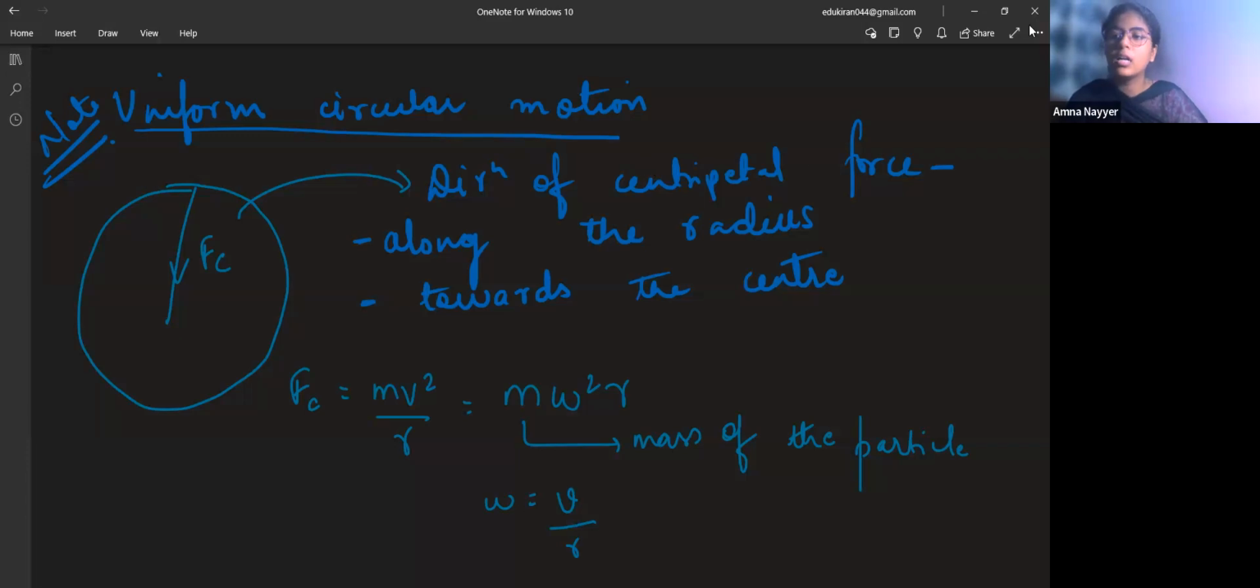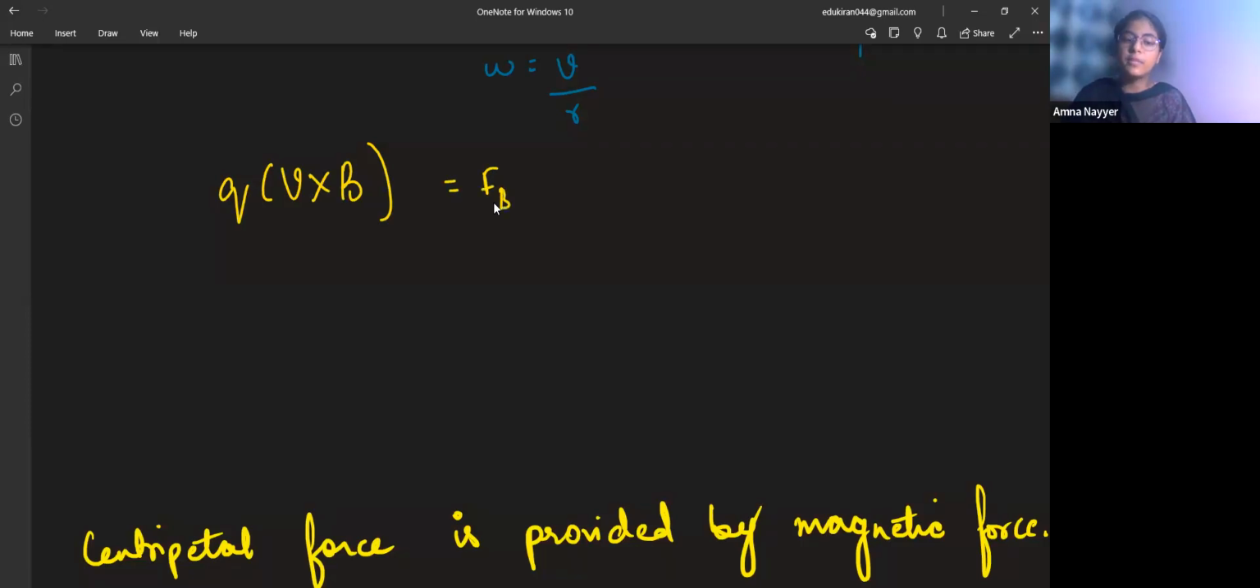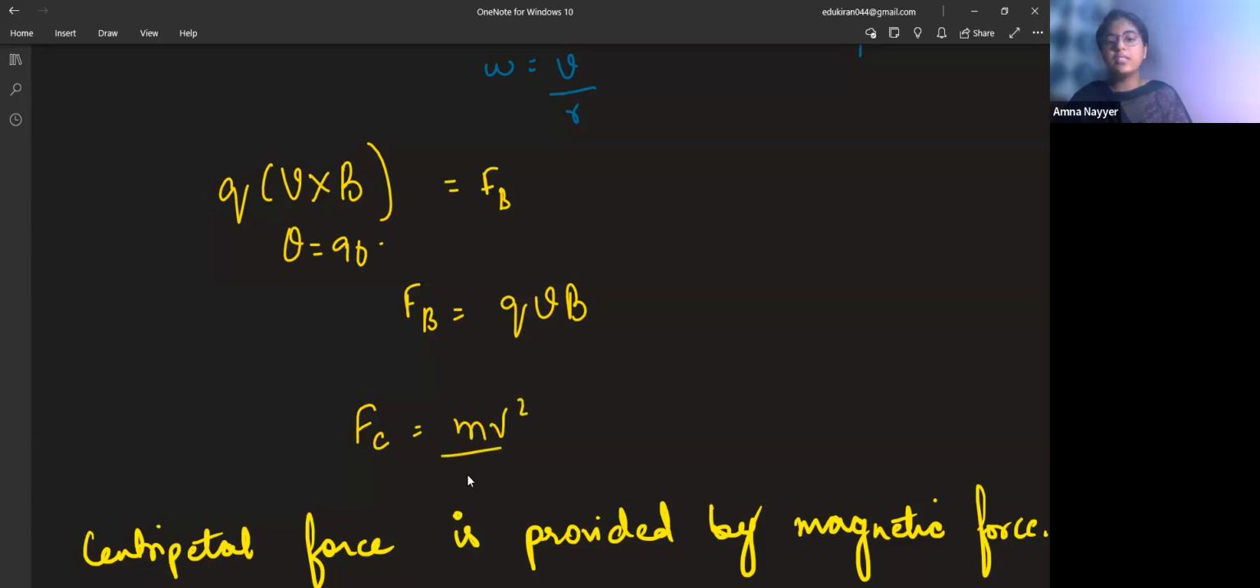All right. Now coming to your class 12 portion. You have q v cross B as the force. This is your magnetic force, right? And we are taking the third case. In the third case, theta is 90 degree. The particle is perpendicular, so force becomes qvB, since sine 90 degrees is 1. So we'll write qvB. Now centripetal force is mv square by r.